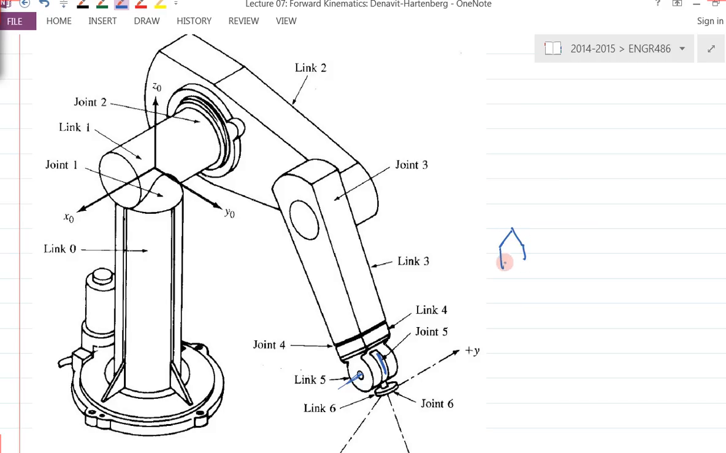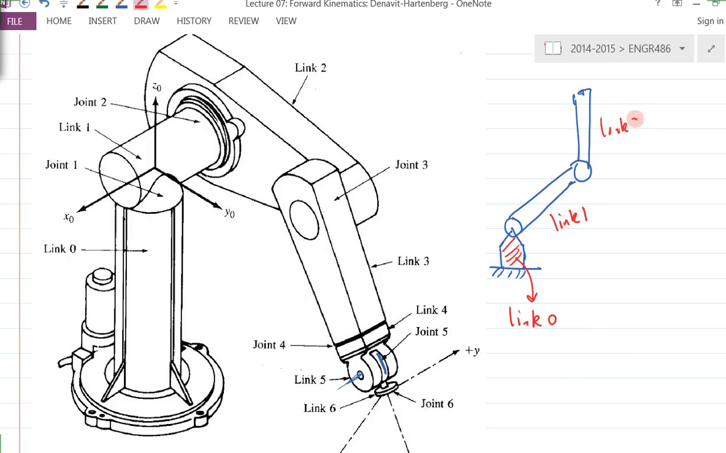Let's see, a two-link planar robot. If I have a two-link planar robot here, the robot can only move within this plane, and there are only two links. What would be the notation of the links for this particular case? If we use our notation here, there are only 2 degrees of freedom, so there are 2 joints. So where's link 0? This is link 0. This here is link 1, and this is link 2. I'll use this simple robot as an example for the DH convention later.